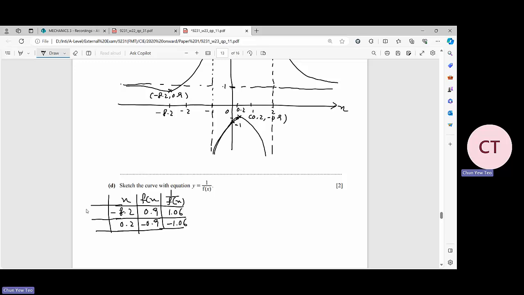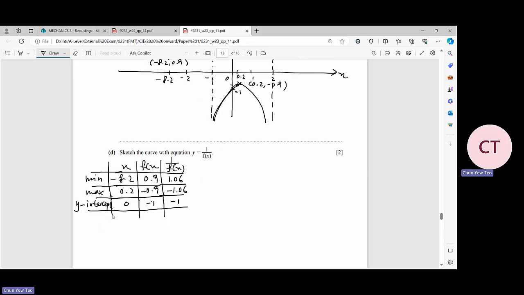So just now, this one was minimum. This one was maximum. After reciprocal, it will become different. Okay. Then what else you need to take note? The intercept. The intercept is x equal to 0, f(x) is 1 and f(x) is negative 1. Reciprocal is still negative 1. So the y-intercept is still unchanged. Y-intercept still the same. Then what about the vertical asymptote?